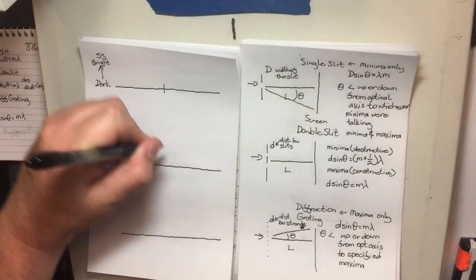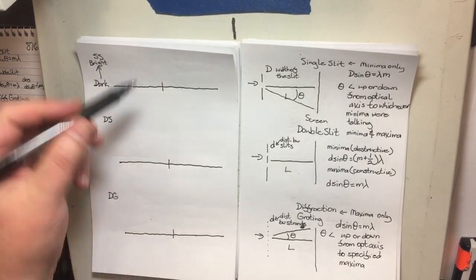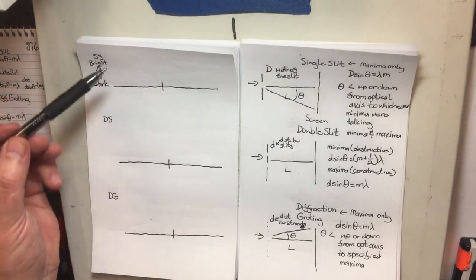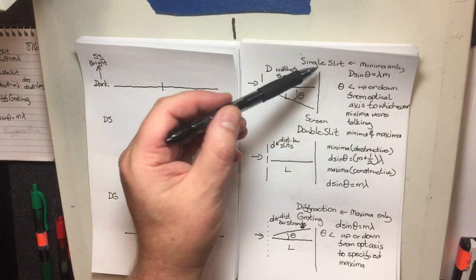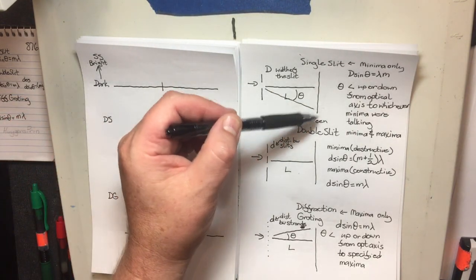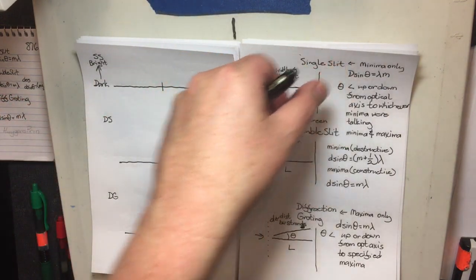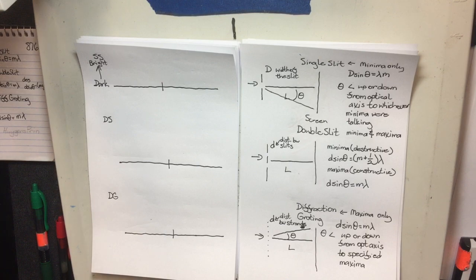In this vertical line right here, that's the optical axis. Think of this region up here as this region up here. Think of that region down there as this region over here. So I've effectively taken this and twisted it 90 degrees.